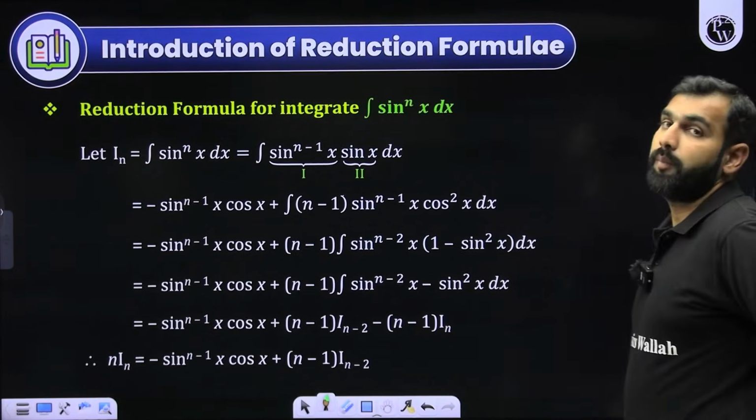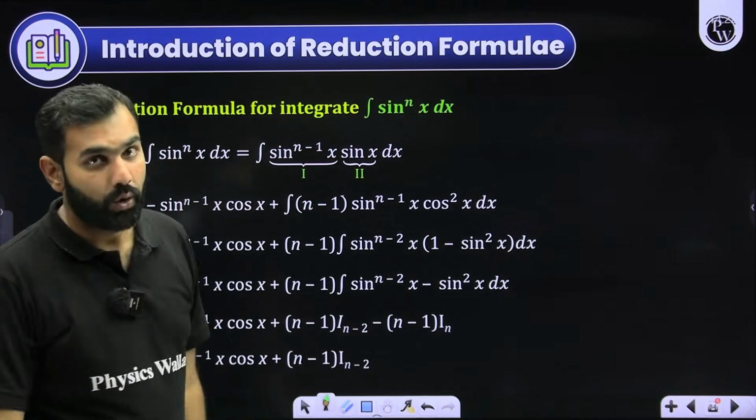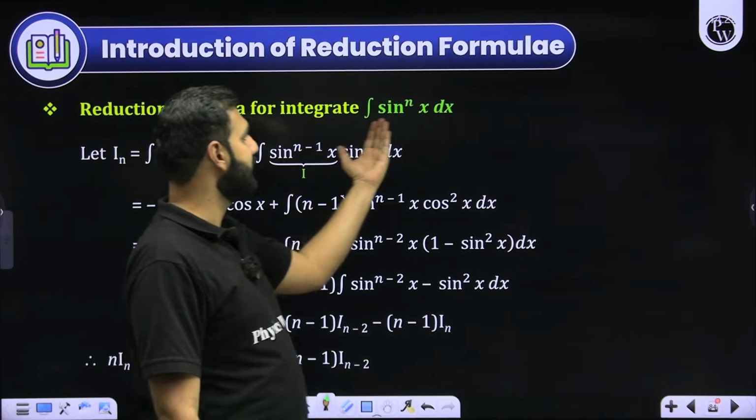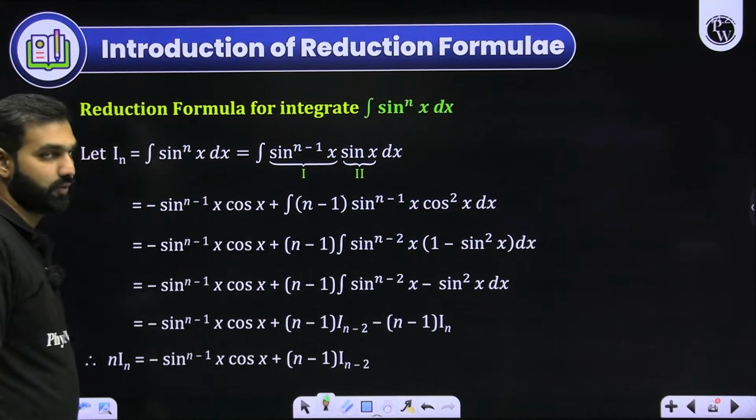Now we talk about reduction formulae. IIT asks questions on reduction formulae as well. How do they frame questions on it? Let's have a look at that. For example, let's say sine x to the power n we are given. And I need to write its reduction formula. So how do I do it?